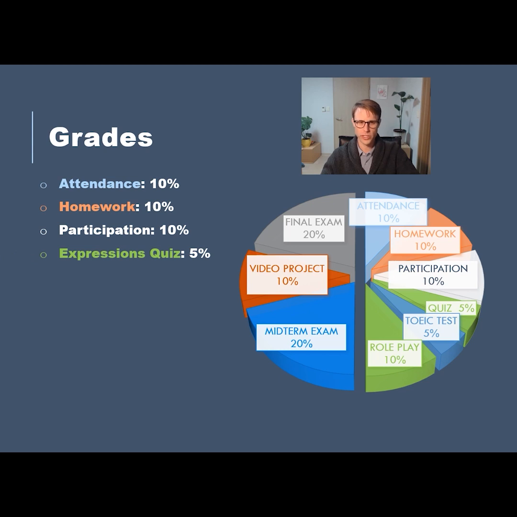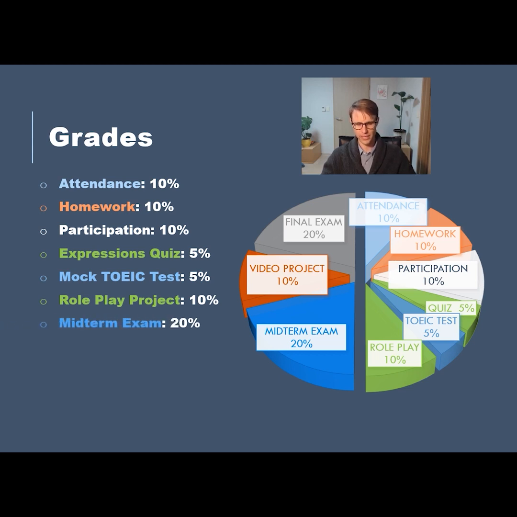And then the expressions quiz will be a short quiz towards the end of the semester, worth 5 points. The mock TOEIC test will be worth 5 points as well. Now this is an option. You just have to take it. If you take it, you get 5 points. If you don't take it, you don't get 5 points. It is just your option, and we'll talk more about that later in the future. Role play project, we'll talk about that. The midterm exam will be a speaking exam. Video project, and the final exam will also be a speaking exam, and that's it. So a total of about 100 points.